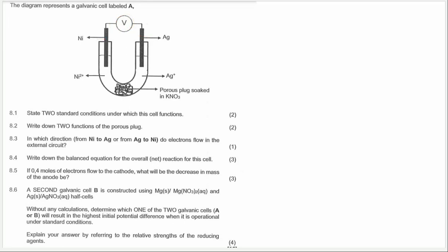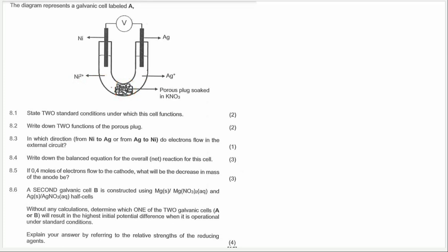As you can see, this is nickel, and then this is a silver electrode, and again here you are given the electrolyte solution. This is Ni2+, this is Ag+. So these are the ions present in this side of the solution and also in this side of the solution. And then this thing is the one that is going to act as a salt bridge.